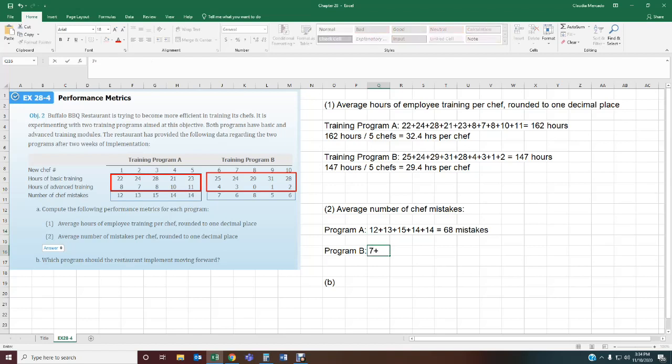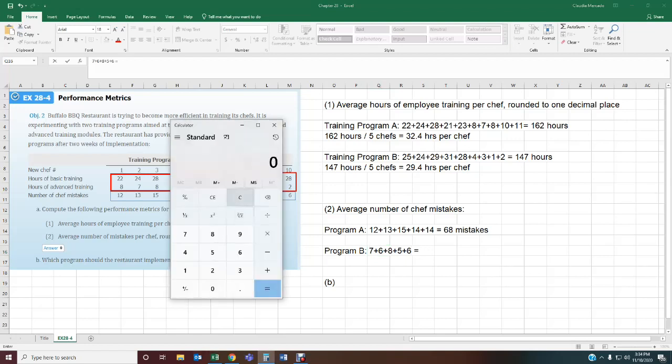Same concept for program B. 7 plus 6 plus 8 plus 5 plus 6. And let's see what that gives us. 7 plus 6 plus 8 plus 5 plus 6 gives me 32. Okay, 32 mistakes.